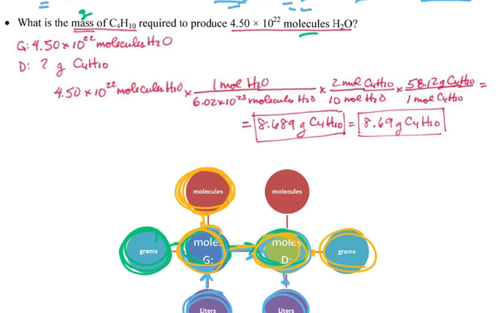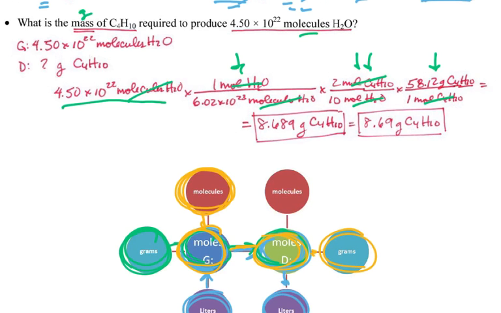So when I do this, I say, okay, I have 4.50 times 10 to the 22 molecules of H2O. That's my given. And then I'm going to use my 6.02 times 10 to 23 molecules of H2O per mole of water. Then I'm going to go 10 moles of water for every 2 moles of C4H10. And then the last one is 1 mole of C4H10 weighs 58.12 grams. So notice that this conversion factor and this conversion factor are always 1 mole. This one can be any number of moles because it comes from a balanced equation.